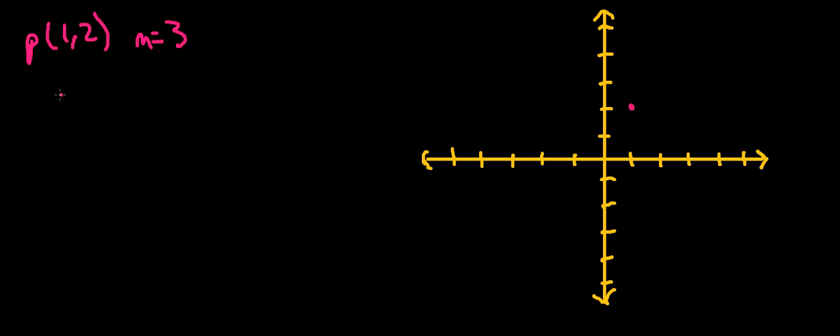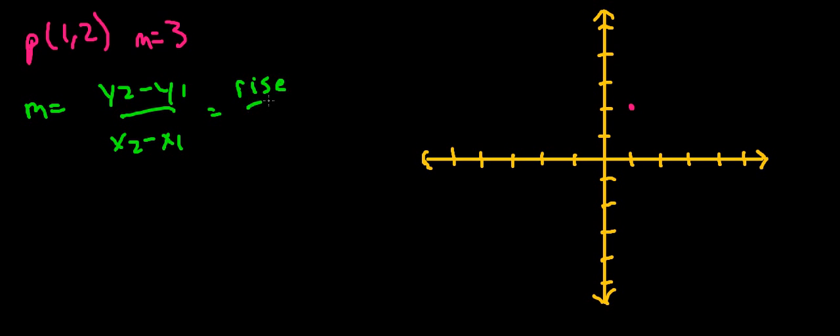And remember, slope is, I'll write it in a different color, slope is y2 minus y1 over x2 minus x1. The rise over run, or the change in y over the change in x. Or you can think of it again as the change in y per unit x. So if we look at this as a change in y per unit x, that means the y changes by 3 every time x changes by 1. So if x goes up 1, y goes up 3.